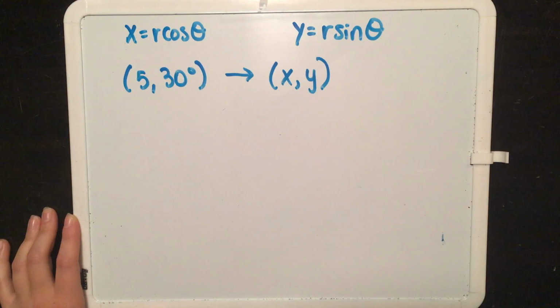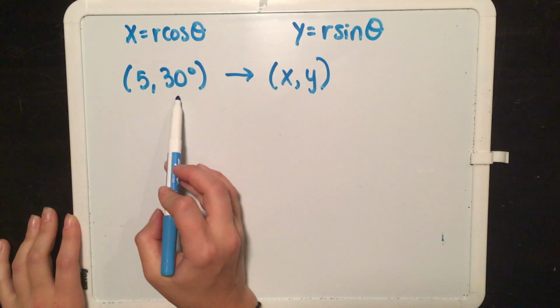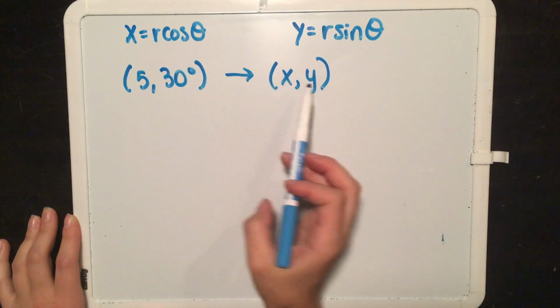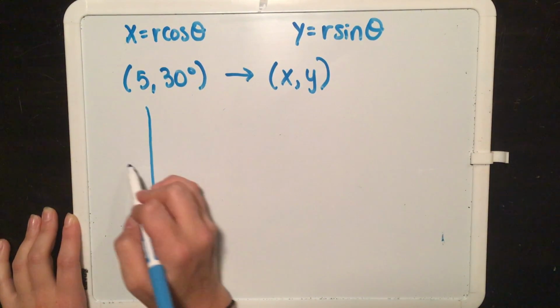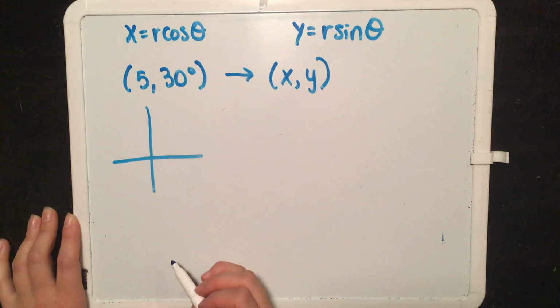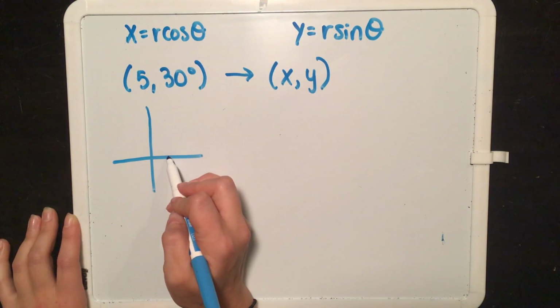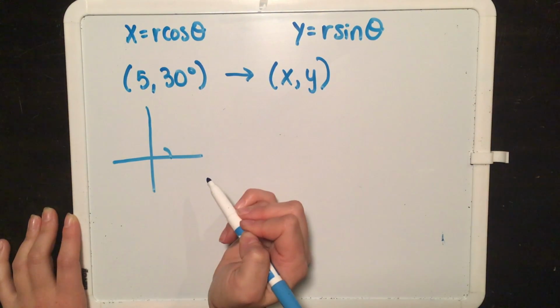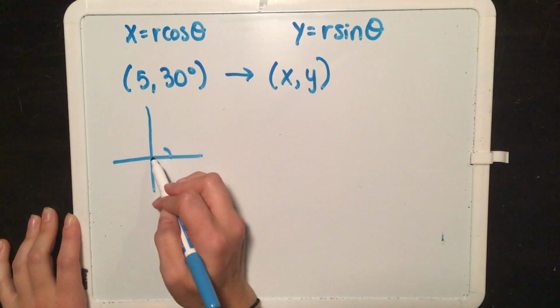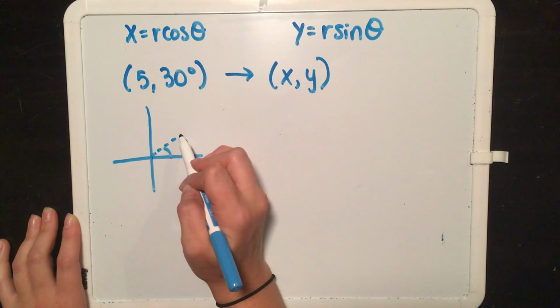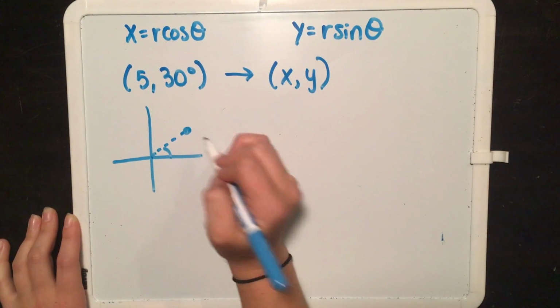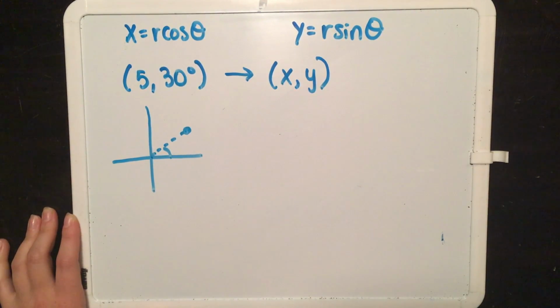The first example involves converting 5, 30 degrees to rectangular coordinates x, y. So if we draw our polar coordinates, the angle measurement from 0 is 30 degrees, which will bring us about here. And our distance from the origin is 5. 1, 2, 3, 4, 5. So this is our point, and it rests in quadrant 1.